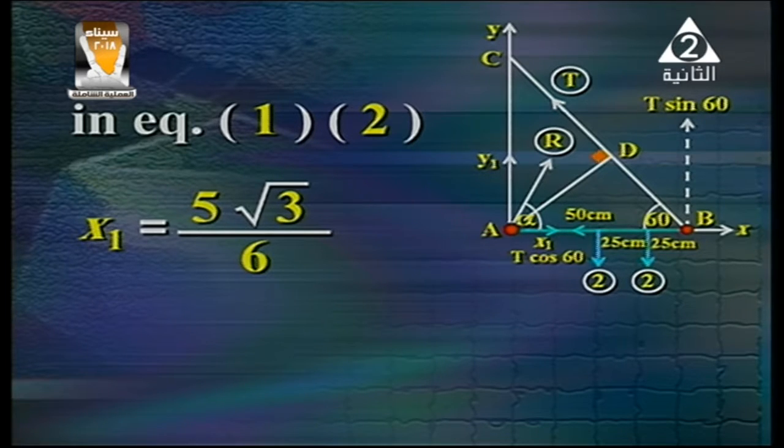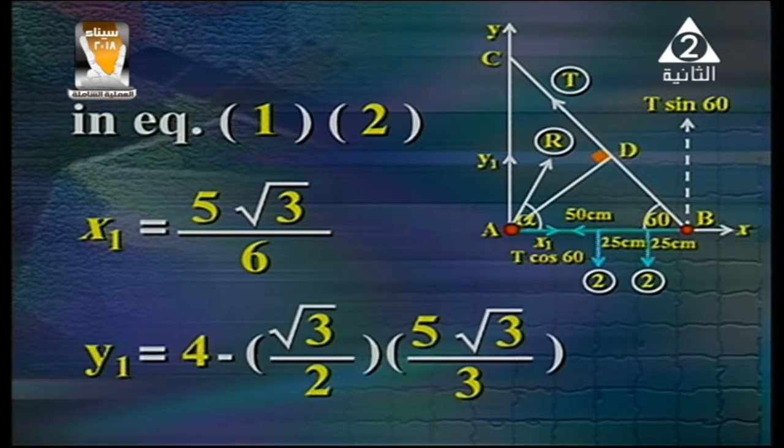x1 equals 5 root 3 over 6 from equation 1. From equation 2, y1 equals 4 minus root 3 over 2 times 5 root 3 over 3, which equals 3 over 2. Then x1 equals 5 root 3 over 6, and y1, the reaction, equals 3 over 2.